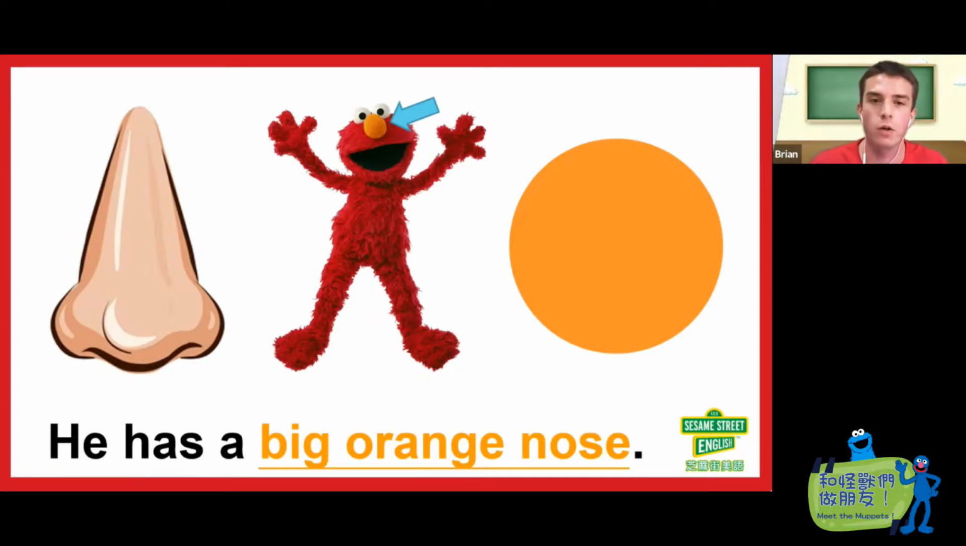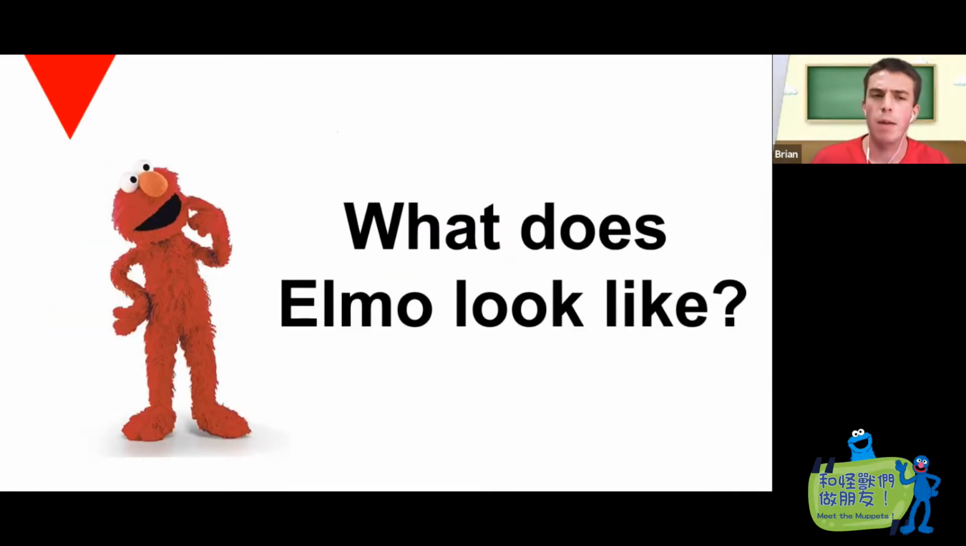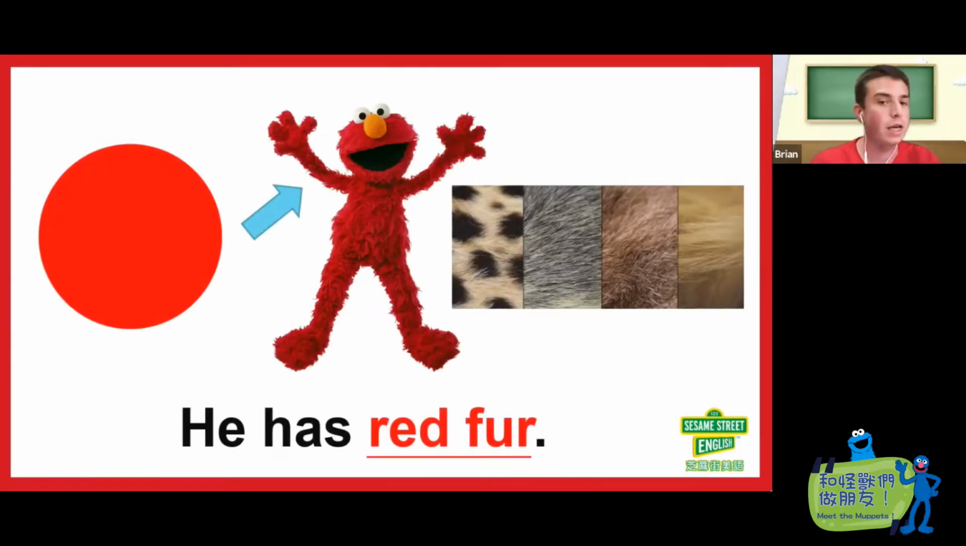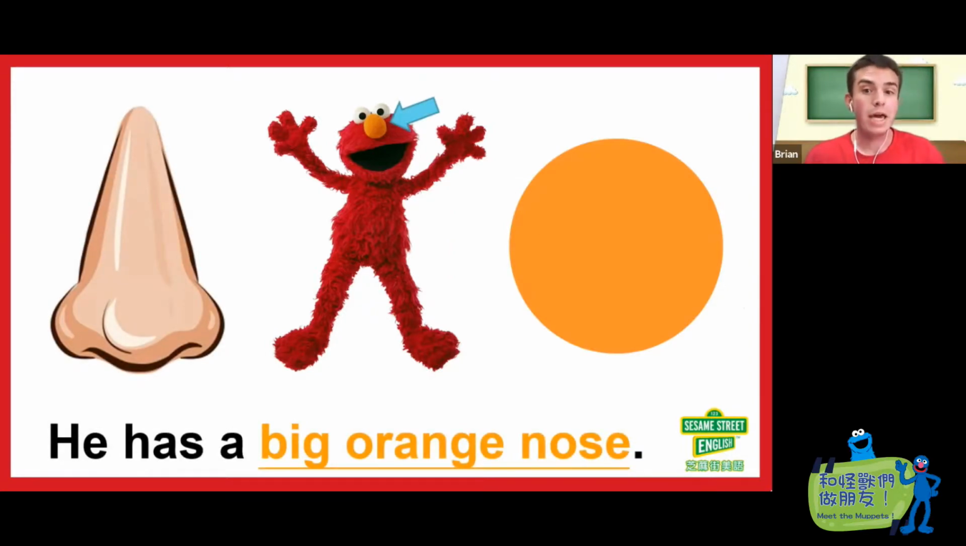Okay, very good. So I'll ask one more time if you remember the two sentences that we learned. What does Elmo look like? First we said, he has red fur. We also said, he has a big orange nose.